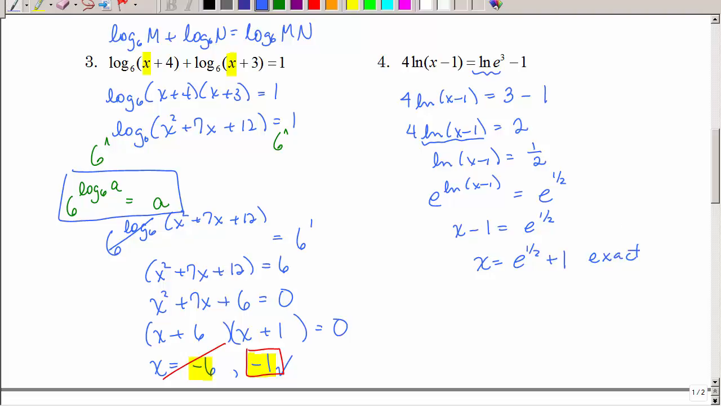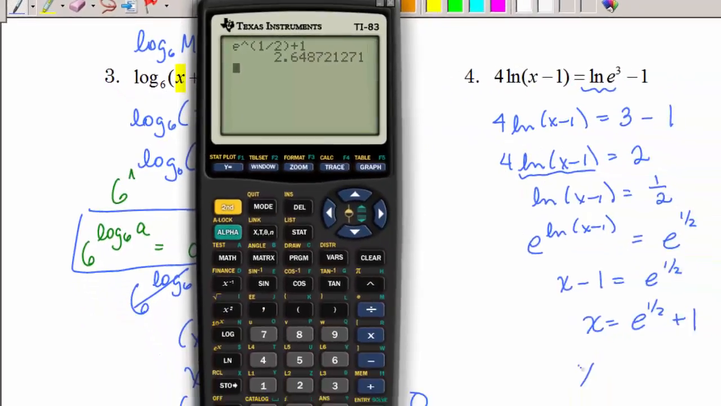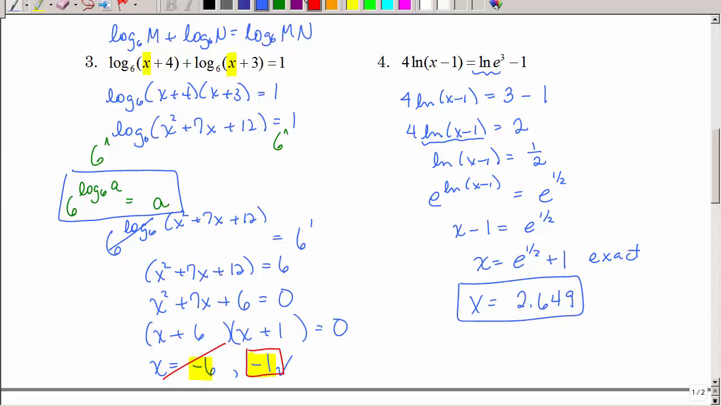Let's go to the calculator and get a decimal approximation. So I have e raised to the 1 divided by 2 power, close that parentheses, add 1, and I get 2.649, and that's my decimal approximation. Checking our answer. Okay, we have a little bit bigger than 2. If I put it back in there for x, subtract 1, then I'm taking the natural log of something positive. So that does check. We can keep that answer.